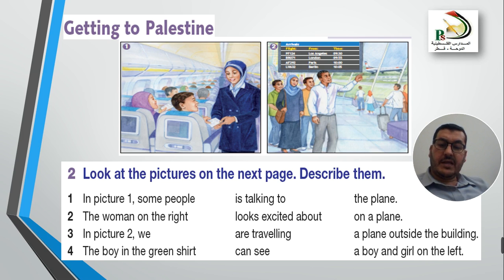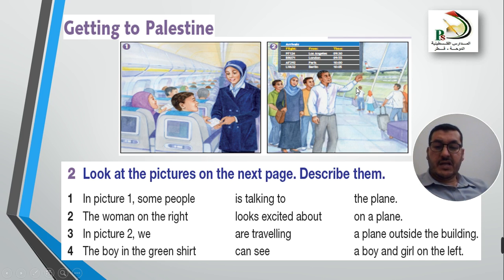Now, if we come back to page number 4, we have exercise number 2. Look at the pictures on the next page and describe them. Now, here we have 2 pictures. When you look at the pictures, we have 2 persons in the plane and the attendant beside them. And here we have the family outside and the building outside, and they are looking for a plane.